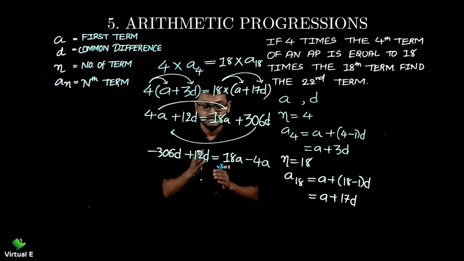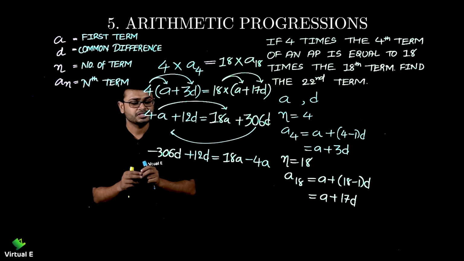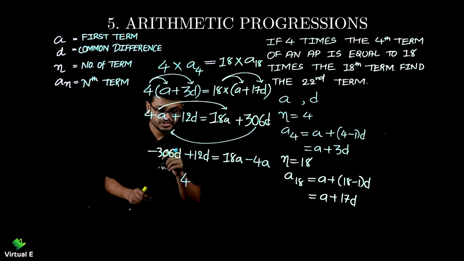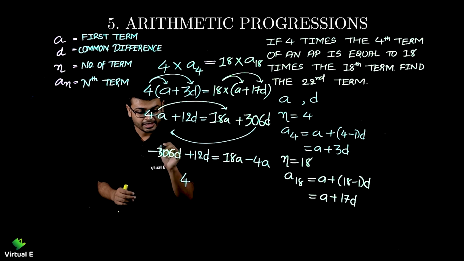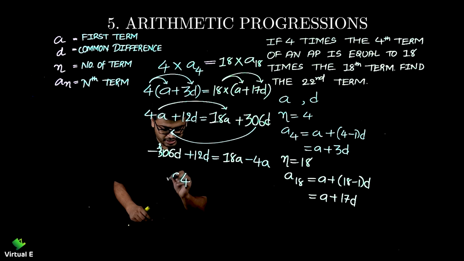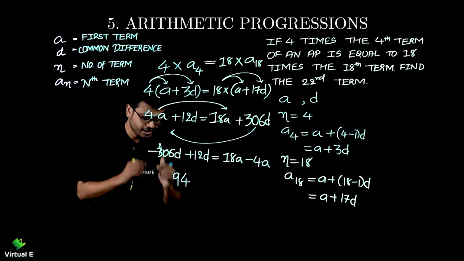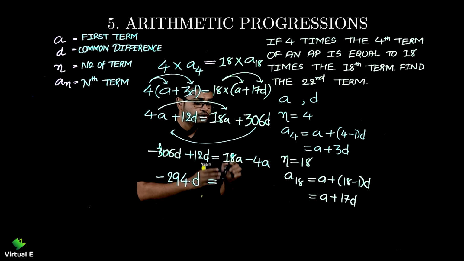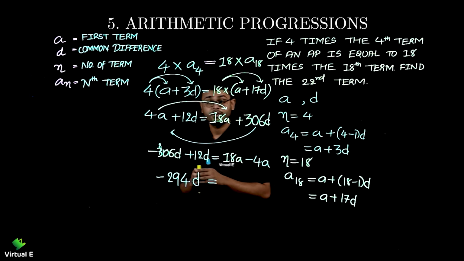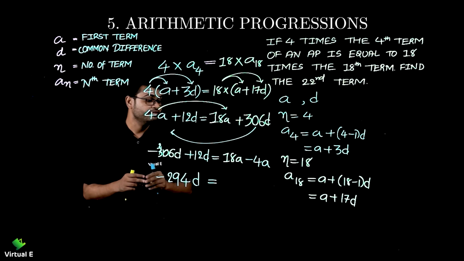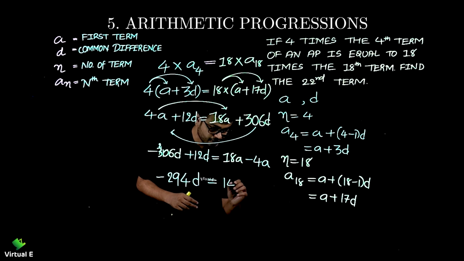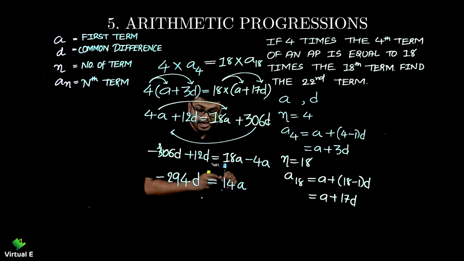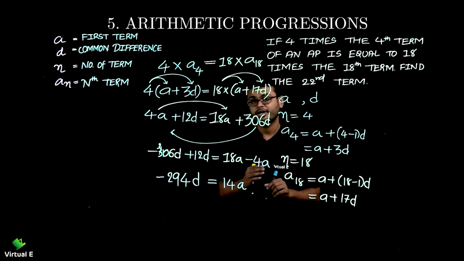So let's do subtraction. Minus 306D plus 12D, so what's the answer? Okay, here 6 minus 2 will give you 4. 0 minus 1 you cannot do, so 10 and 2 here. So 10 minus 1 is 9. 3, and here we have 2, so 2, and negative, so D over here. Now 18 minus 4, what shall we get? That is 14A. Now we have 294 D and 14A.